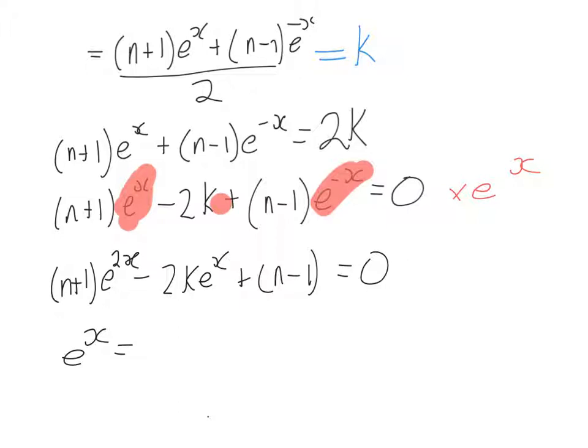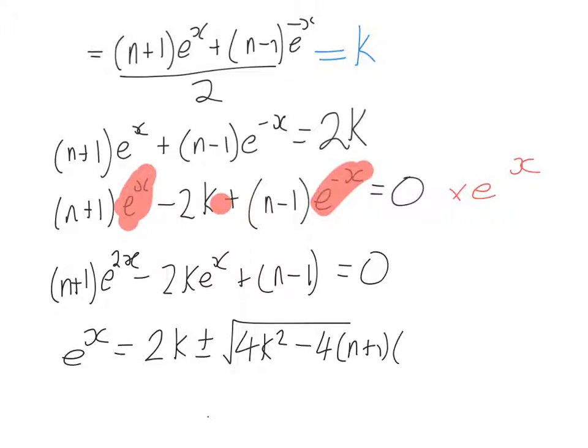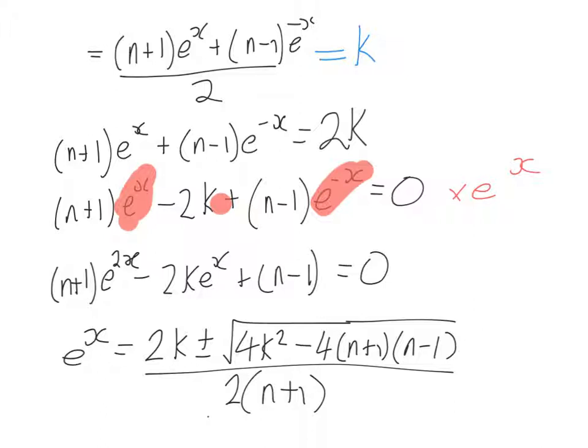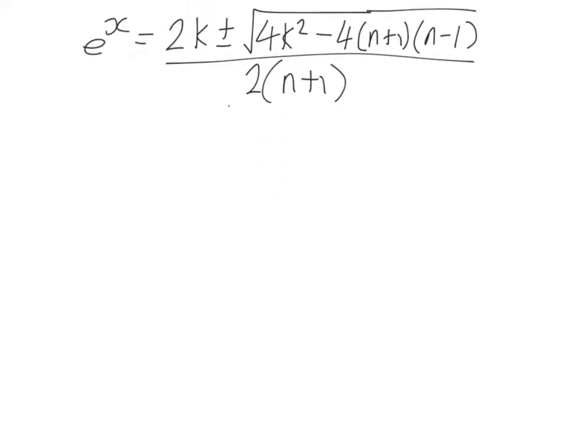E to the x is equal to minus b, so 2k, plus or minus the square root of b squared, so that's 4k squared, minus 4 times n plus 1, n minus 1, all over 2 lots of n plus 1. Now if I'm solving an equation, I need to get x, not e to the x, so I'm not done.